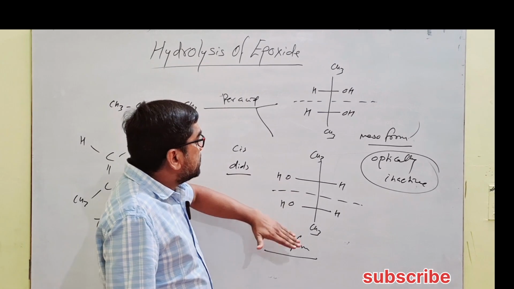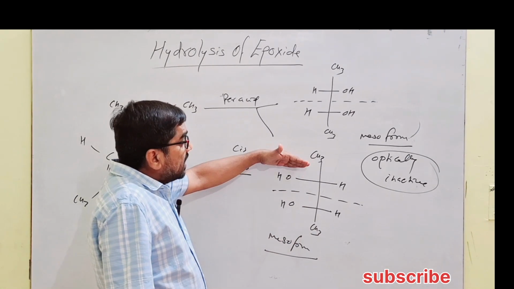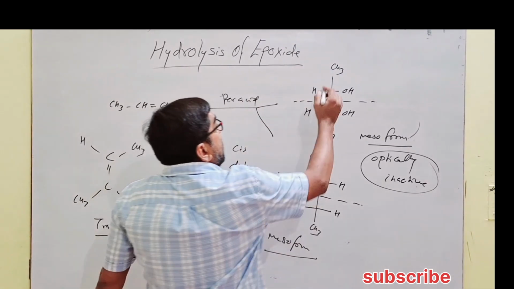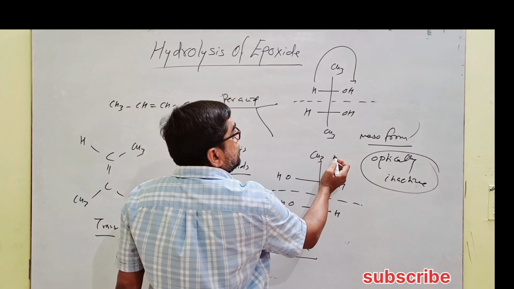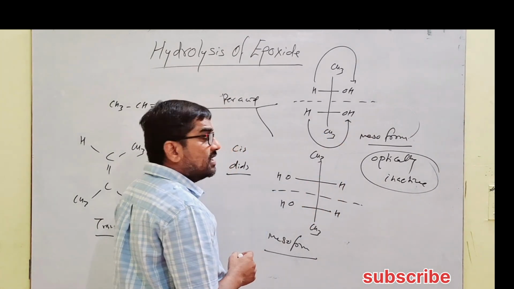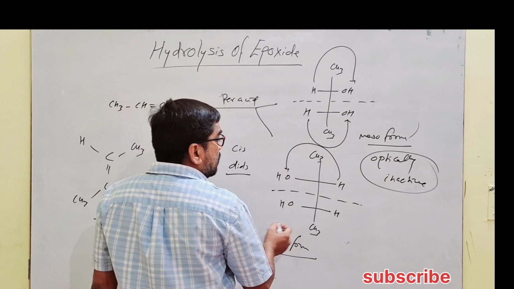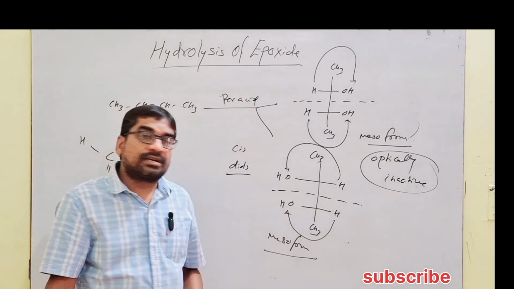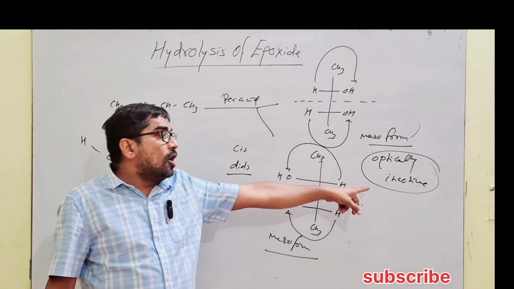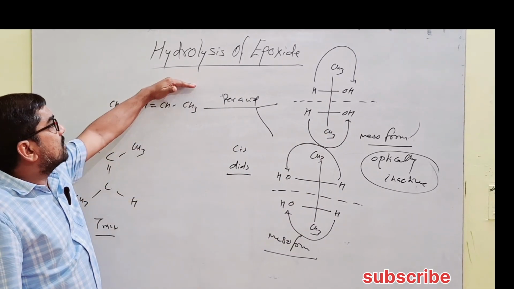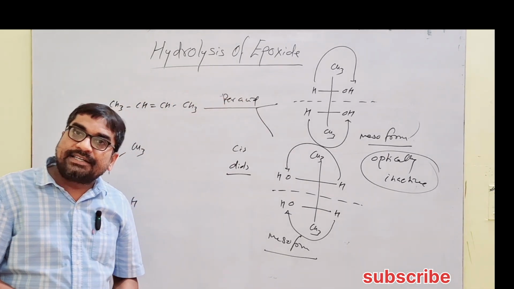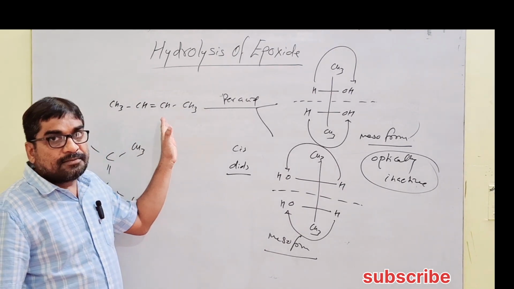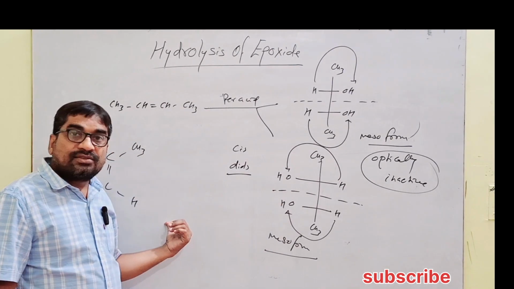Due to the presence of symmetry, half part of the molecule can overlap or superimpose on the other half part. That's why this is optically inactive. One half part rotates plane polarized light in clockwise direction, while the next half in anti-clockwise direction. So both effects neutralize each other and the resulting solution becomes optically inactive. So this is all about hydrolysis of epoxides. Hydrolysis of epoxides results in a racemic mixture when the cis isomer is taken and meso form when the trans isomer is taken.